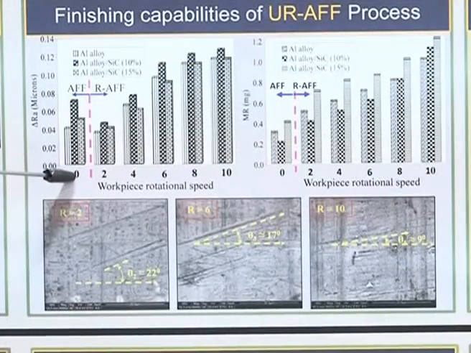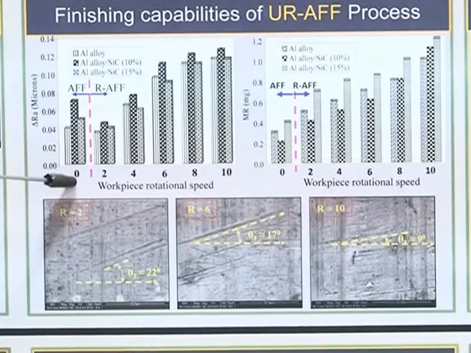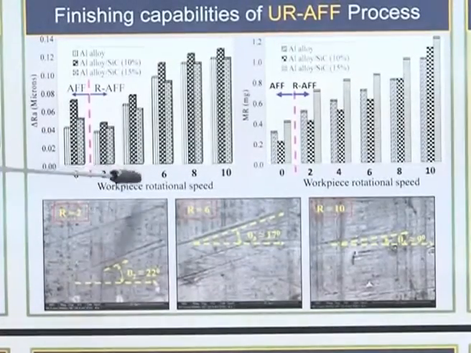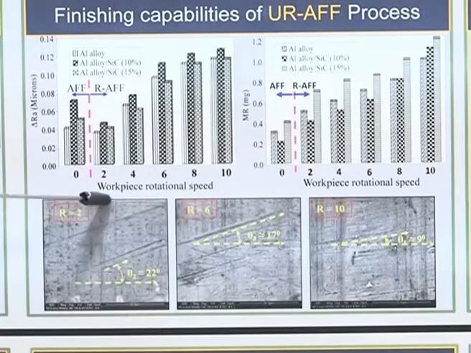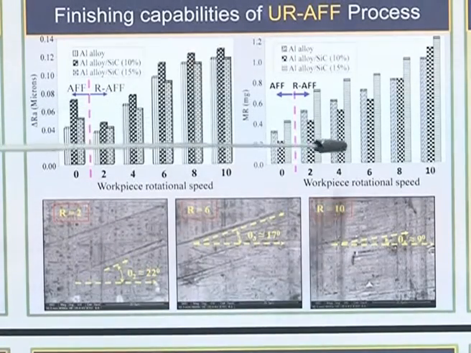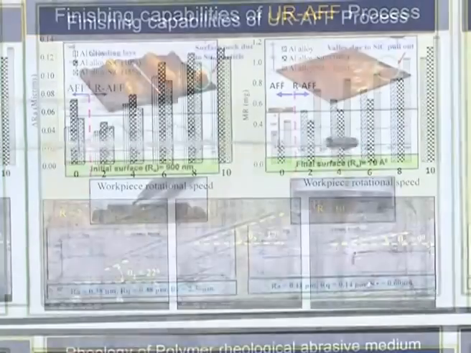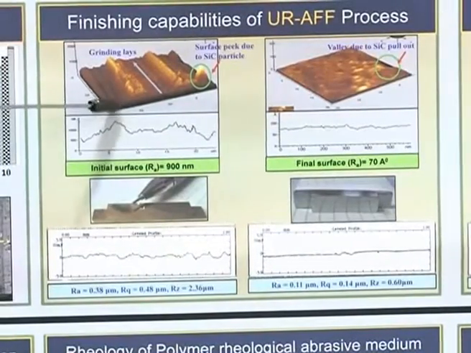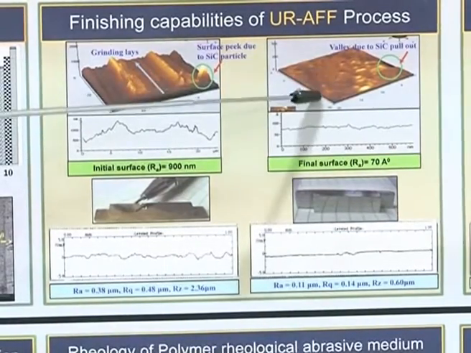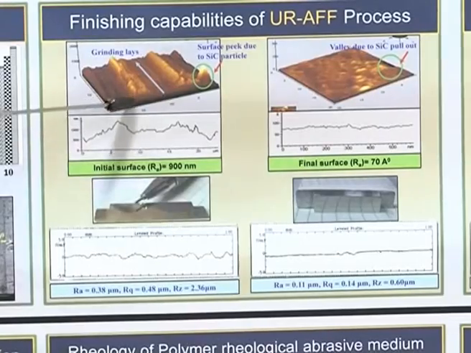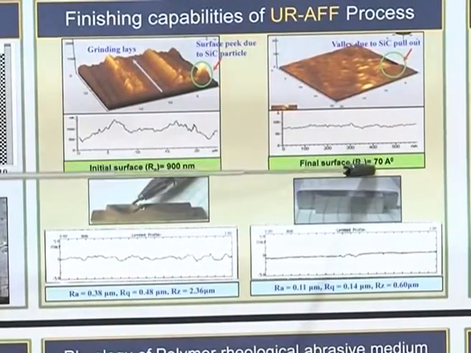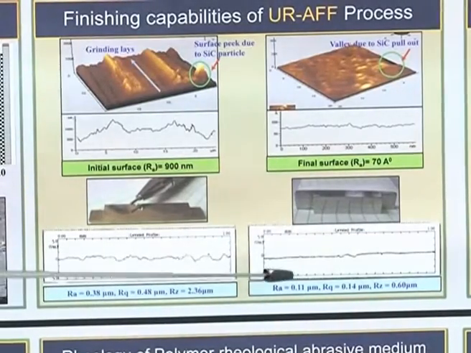Here you have seen 0 RPM, that means it is abrasive flow finishing process, and here it is a rotational abrasive flow finishing process. You can see in the rotational abrasive flow finishing process, as the rotation increases, the material removal rate as well as the surface finish that we are achieving will be higher. Now you can see the atomic force micrographs of the initial surface as well as the final surface. The initial surface which we tried to finish is 900 nanometers and we have finished up to 70 Angstroms. You can see the profiles.